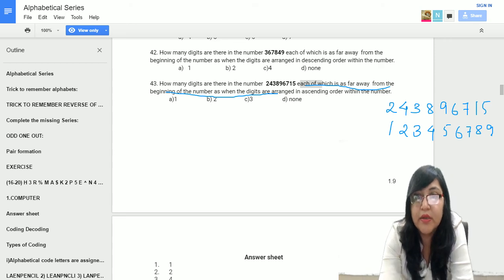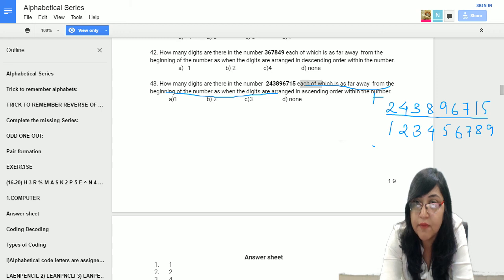Next, what they are saying is how many digits are there in the number, each of which is as far away from the beginning of the number as when the digits are arranged in ascending order within the number. So we have arranged the digits in ascending order. What they are asking is that in this number the digits should be at the same distance from the beginning of the number as when they are arranged in ascending order.